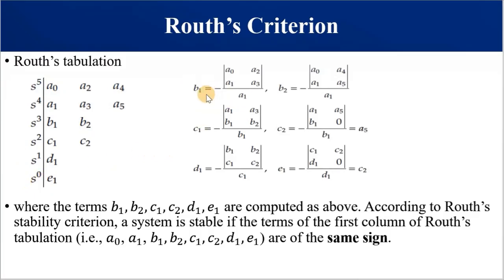This is how you find the coefficients of B's, C's and D's. So B1, B2, C1, C2, D1, E1 are computed as above. According to Routh's stability criterion, a system is stable if the terms of the first column of the tabulation are of the same sign. Whenever there is a change in sign, that change is caused by poles located on the right half of the S-plane. We are going to see that.